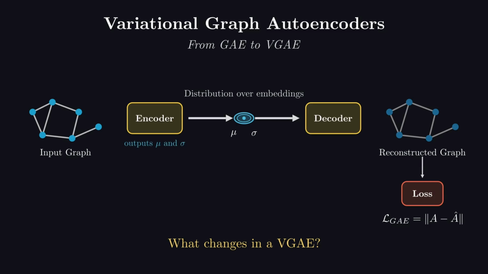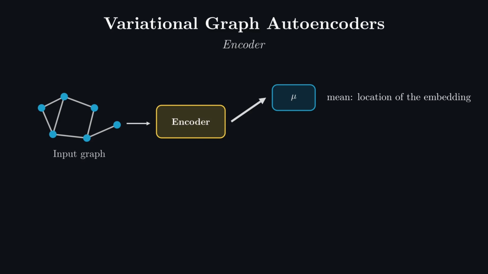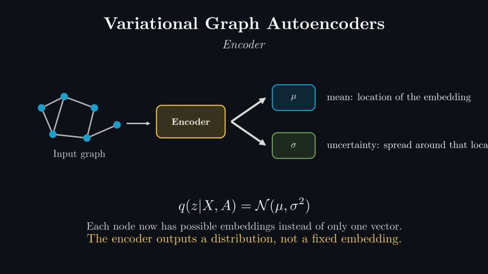So the latent space is no longer just a set of fixed points. It becomes a space of distributions. The decoder still has the same job. It uses the latent representation to reconstruct the graph. But now this latent representation is probabilistic. So the encoder becomes probabilistic. Instead of producing one exact latent vector, it predicts two parameters. Mu gives the center. Sigma gives the spread. Together, they define a distribution for the latent variable z. So the model no longer commits to one exact point. It learns a region in latent space where the embedding is likely to be.